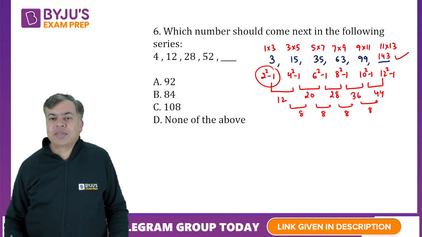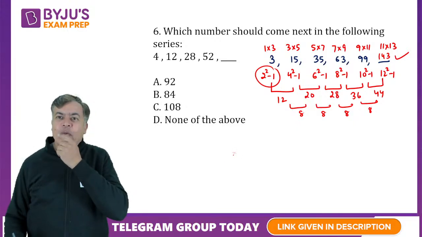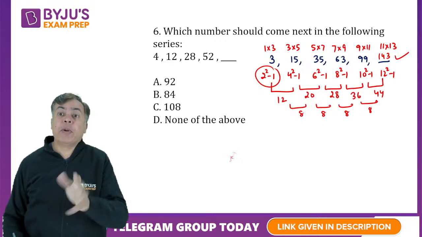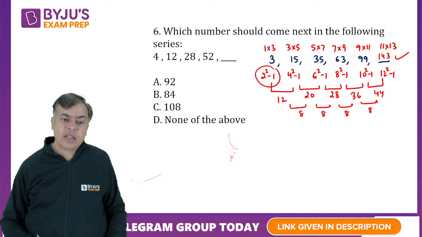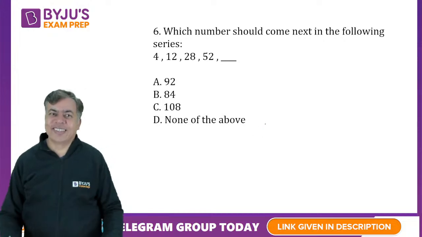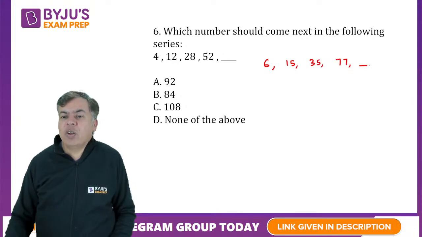But sometimes, okay, I will tell you one series where multiple options will be possible, but it will depend on the next term. Okay, just see. I will ask you one now. This is going to be not an easy question. Here I am saying the terms are 6, 15, 35, 77. Now the missing term.